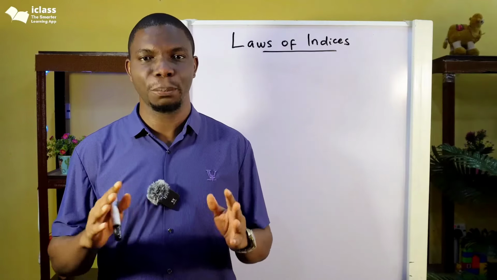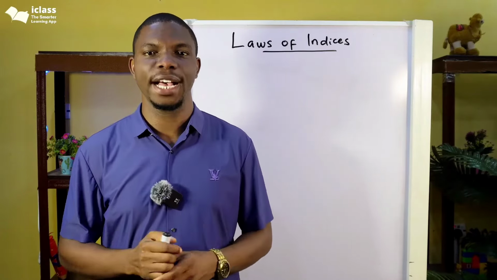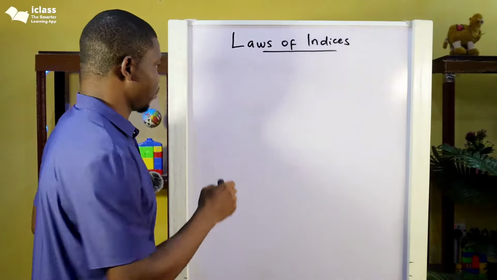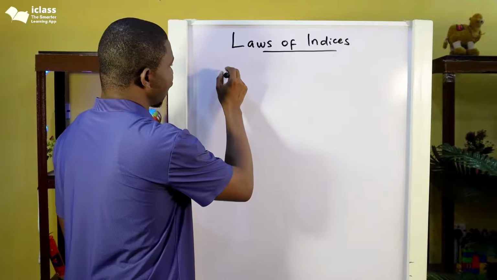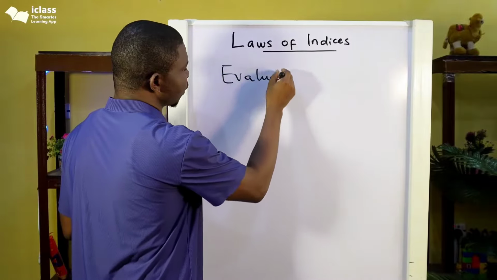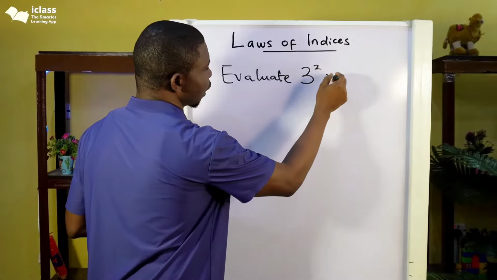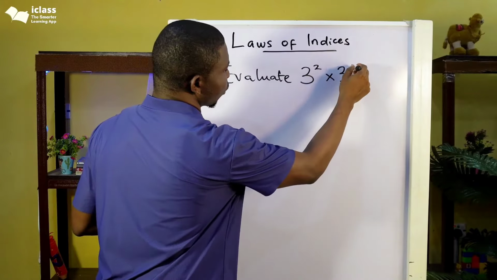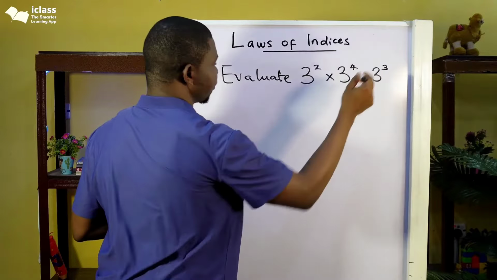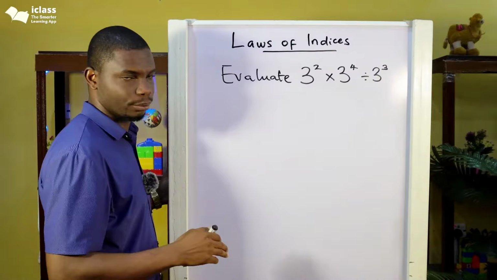You need to know that problems in indices come basically in two forms, either as an expression or an equation. This is what I mean. By expression, I mean something like: evaluate 3 to the power 2 times 3 to the power 4 divided by 3 to the power 3. This here is an expression.